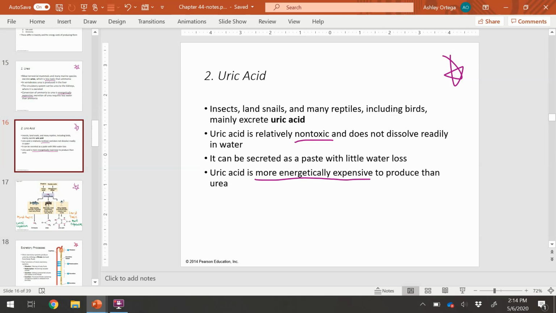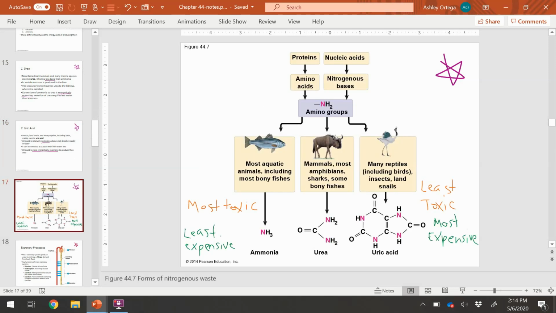And so here in this next image is a great image to look at. It shows the metabolic waste type, which types of animals make it, and then I've also added in terms of toxic levels and expensive levels from most to least here. And so it's also good to see here that you can look at proteins and nucleic acids breaking down into amino acids and nitrogenous bases. This produces the metabolic waste of the amino groups, the nitrogenous waste. That's converted to different forms by different animals.